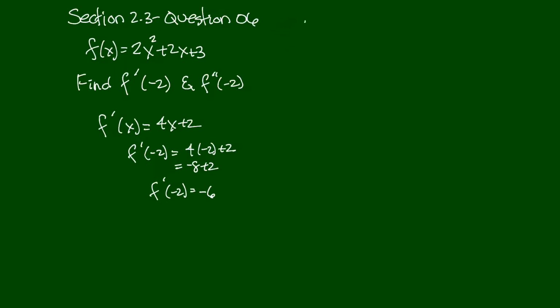Here's the second derivative. F double prime of x is, now go back to the first derivative. Here's our first derivative, and differentiate this. It's just linear, so we're just going to get 4 here. And if we put in negative 2 here, well, this is a constant function. It doesn't matter what x is. This is 4. So we've got the first derivative at negative 2 being negative 6, and the second derivative is 4. So it's constant. Second derivative, no matter where you are, is 4.